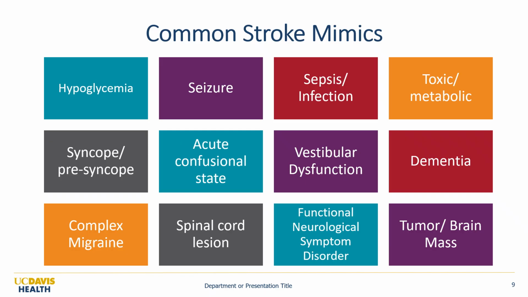While it's important to understand that stroke mimics do exist, the most time-sensitive diagnosis of all these is stroke. So it's important to activate rapid response and potentially a stroke alert to rule in or out any time-sensitive stroke interventions. Just to name a few, some of the common stroke mimics that we see often on the neuro floors include seizure, sepsis or infection, toxic or metabolic causes, things like new medications, sedating medications, acute confused state, and dementia. As you can see, there are quite a few here for you to read through.